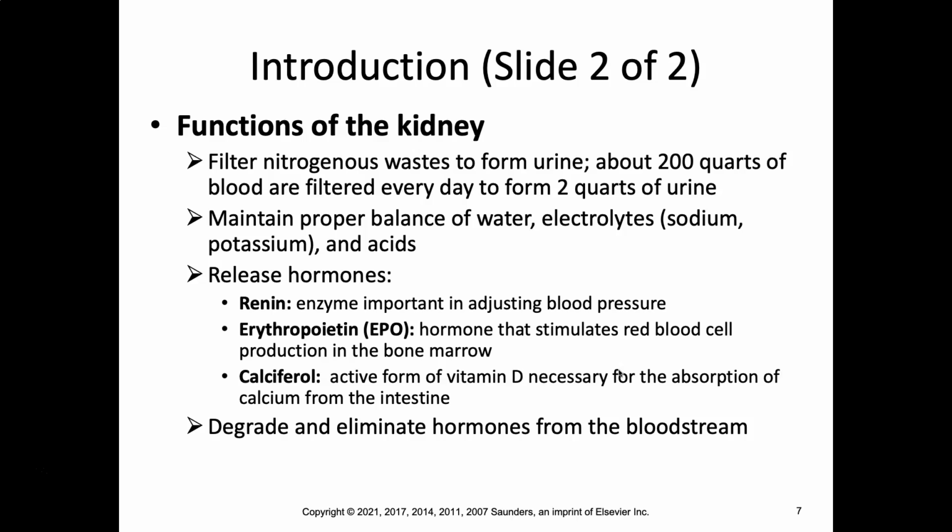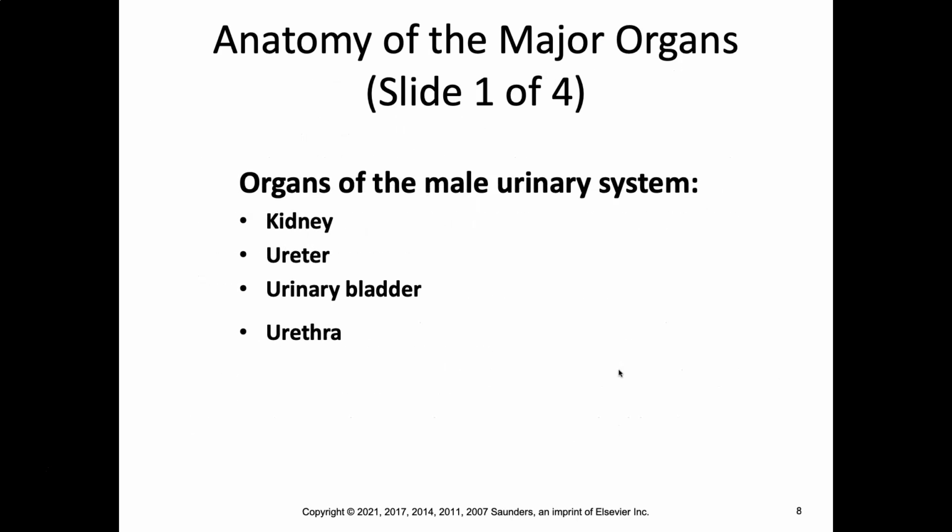The kidneys also release hormones. Did you know that? There are some enzymes and hormones that are important, and you can see what those are: blood pressure, red blood cell production, and good old vitamin D, absorbing calcium from the intestine. And of course, we know calcium helps with bones, and when we get to the musculoskeletal chapter, we'll talk more about that. It also degrades and eliminates hormones from the bloodstream. So let's say you've got too much or they are fading, it'll pull them out of the bloodstream and get rid of those. The organs of the male urinary system are kidney, ureter, urinary bladder, and urethra.